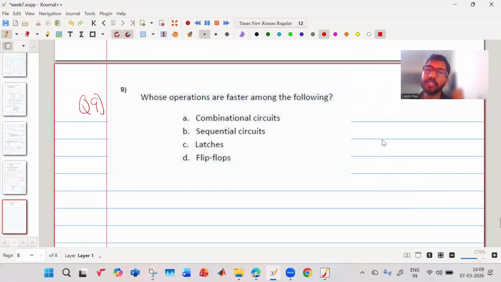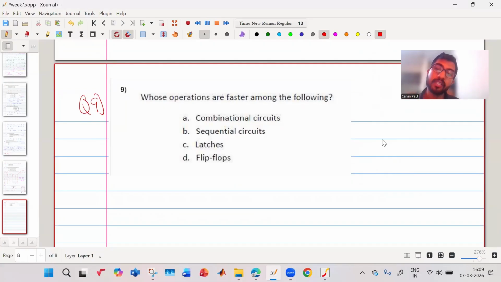So whose operations are faster among the following? You have combinational circuits, sequential circuits, latches and flip-flops. In combinational circuits, this is the input, this will be the output. It's a truth table based approach. In sequential circuits, you have a delay. With combinational circuits also you'll have delay, but it is lesser. It's not exactly lesser, but we can say there's a delay.